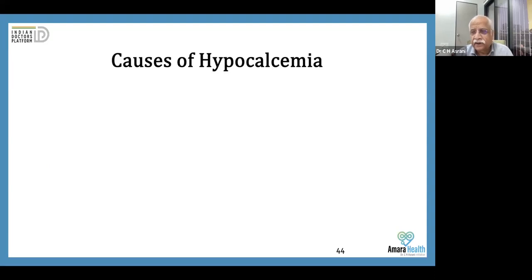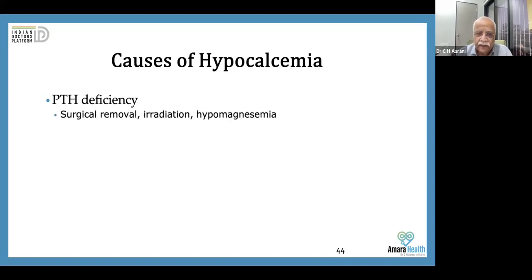What are the causes of hypocalcemia? Parathyroid hormone deficiency, or parathormone deficiency, surgical removal. A patient of mine underwent a goiter surgery. It was huge, almost 4 kilos. I don't know why she was delaying, but when it started giving us stridor and dysphagia, they took a call. There was a fear of surgery. She was in a mid-level tertiary hospital.